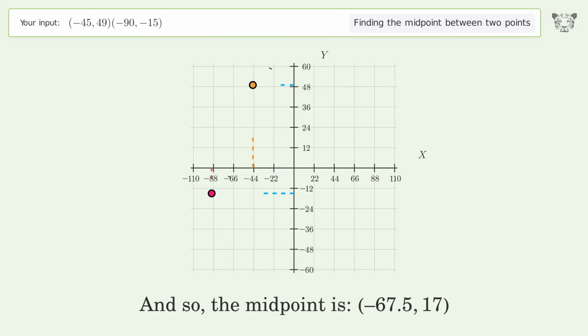And so, the midpoint is negative 67.5, 17.